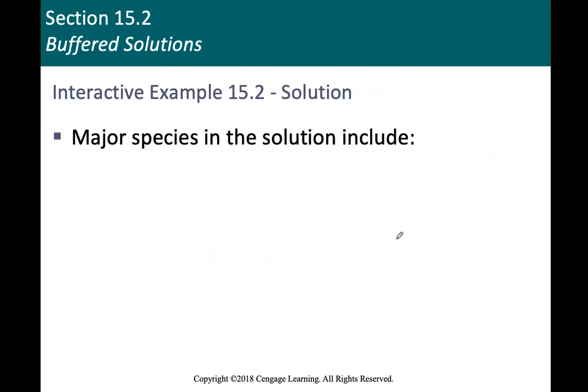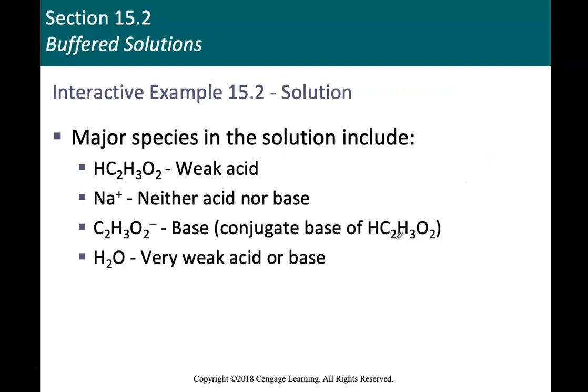All right. How are we going to go through this? The major species from the weak acid is the acid itself, in molecular form. For the salt, you have the sodium ions and the acetate ions. Those are the major species. And water, being the medium, is also a major species, though it's a very weak acid or weak base. So these are the major species in this mixture.